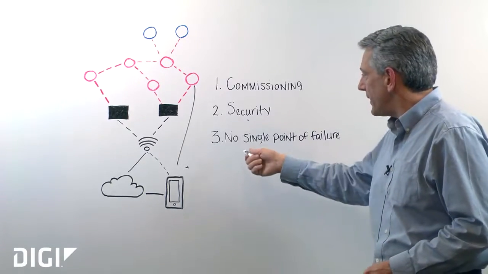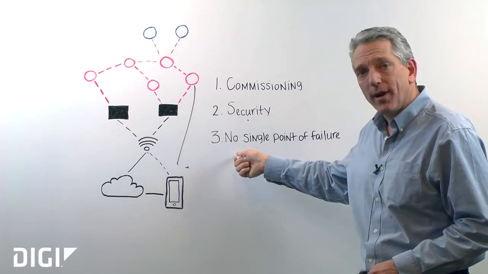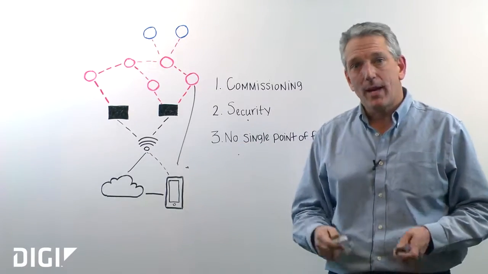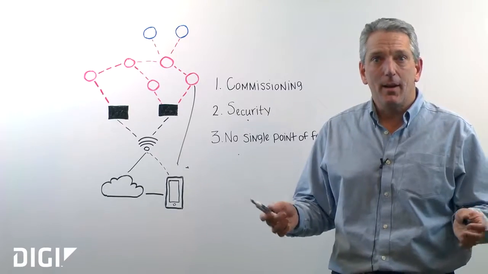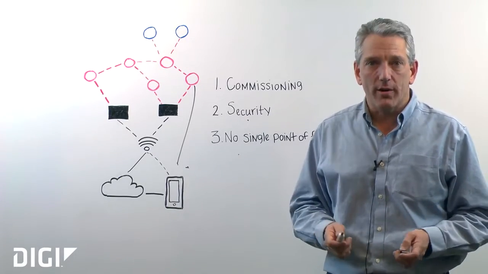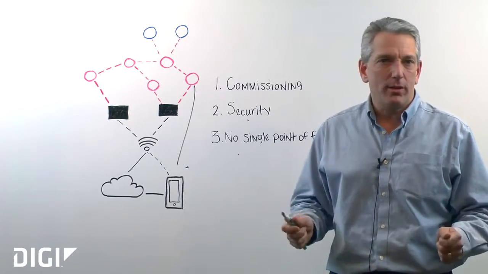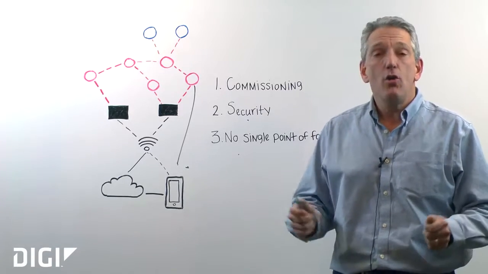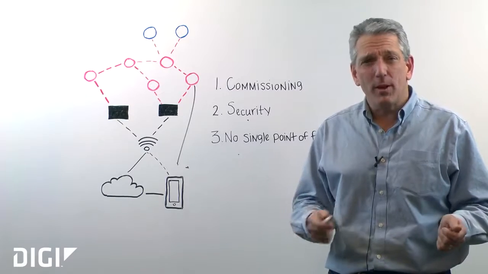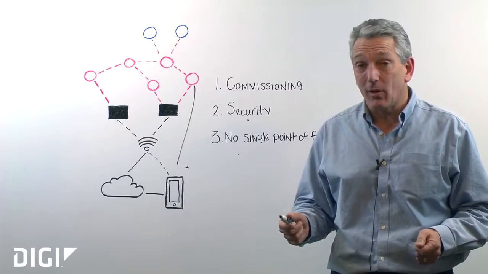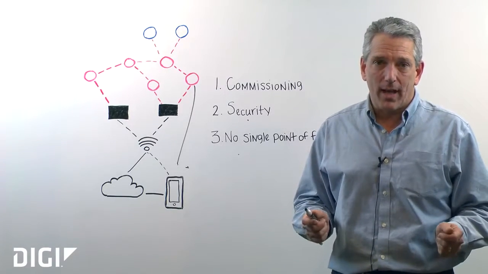The last key point is there is no single point of failure with a Thread network. Now, some other mesh networks that you may have heard of, say like Zigbee, require you to have a coordinator, one omniscient node that gets to decide who gets to join and who doesn't, and is really responsible for the well-being of the network. Well, Thread doesn't work that way.